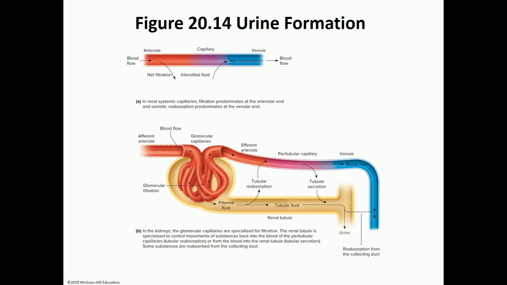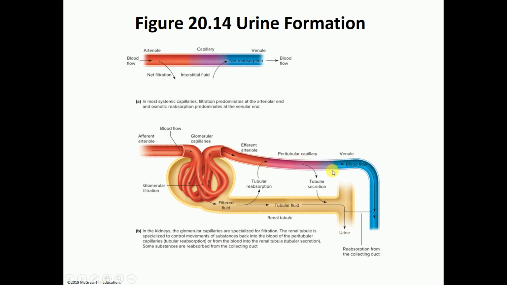So there is one step known as tubular reabsorption, where things that are important to the body that have been filtered out, for example, glucose, amino acids, some ions, the body needs them. So these molecules are going to be reabsorbed into the peritubular capillaries. So tubular reabsorption is the passage of important molecules from the renal tubules into the peritubular capillaries.